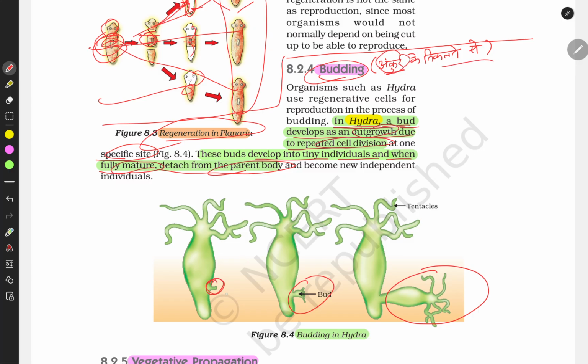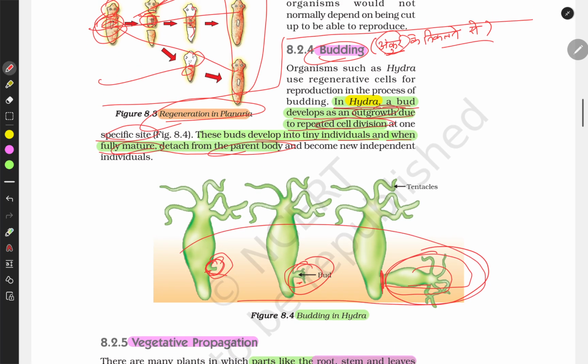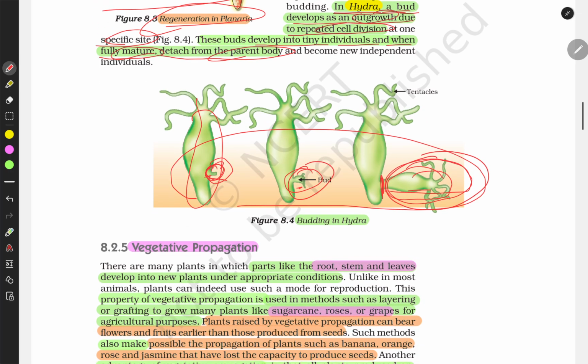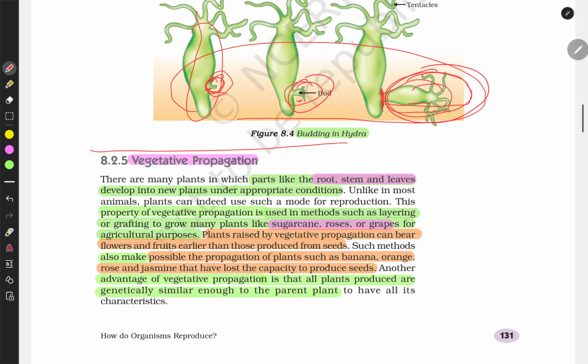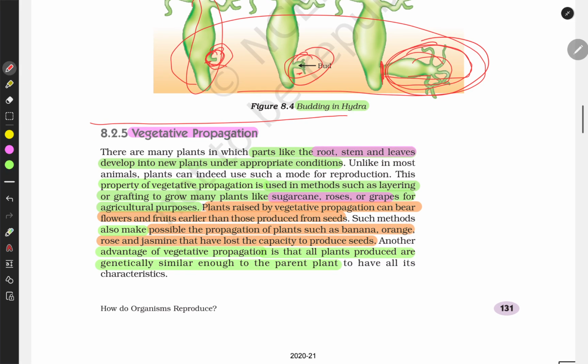The bud is a small part here, a specific part that grows rapidly. There is rapid cell division happening, and a new bud forms here, and when the bud matures, it detaches from the parent body and becomes new. This is how in budding, hydra makes two organisms by the bud. And the last form in asexual reproduction is vegetative propagation.